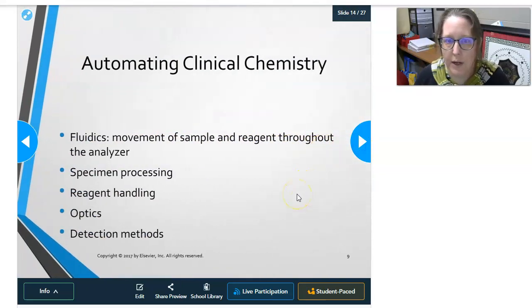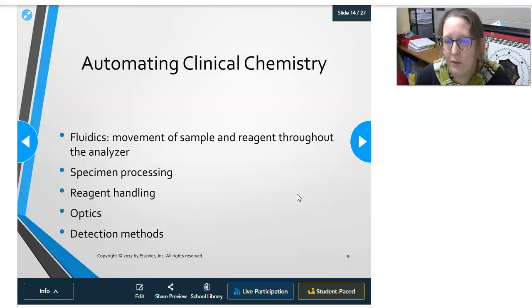Okay, and so a little bit on automating, really specifically in clinical chemistry. The term fluidics refers to the movement of the samples and the reagents throughout the analyzer. In the video I just showed you, you saw probes picking it up, and usually there's tubing and pumps sucking it in and then dispensing it. All of those tubings with fluid, whether that's the specimen or the reagent or wash, that's fluidics, okay?